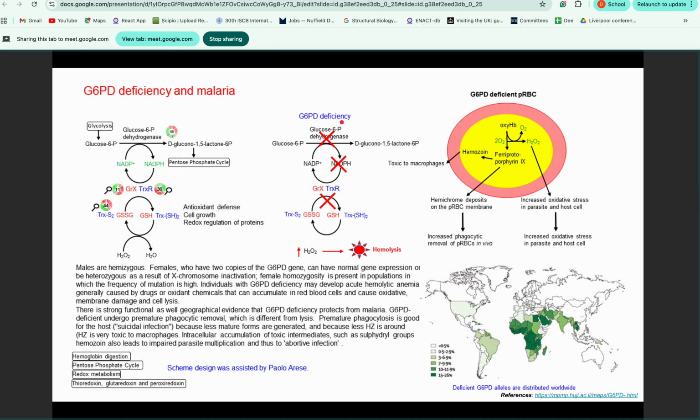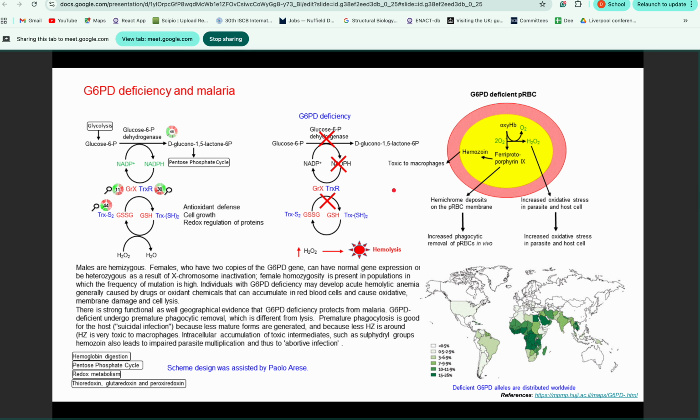So now assume we do not have this particular gene. If we have this deficiency of glucose 6 phosphate dehydrogenase, then we will not be able to convert glucose 6 phosphate to D-glucono-1,5-lactone 6 phosphate. So we will not be converting NADP positive to NADPH, and the other associated proteins' conversion will also not take place. In that way, it will not have any antioxidant defense.